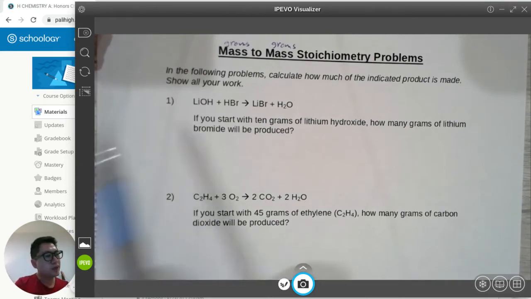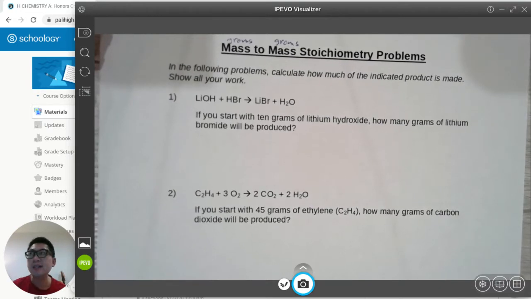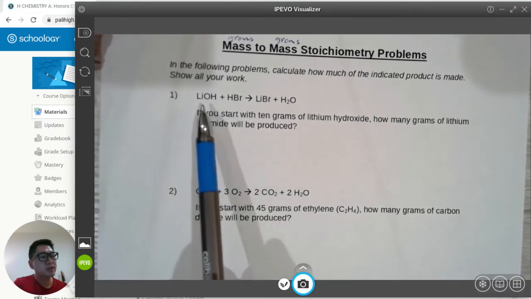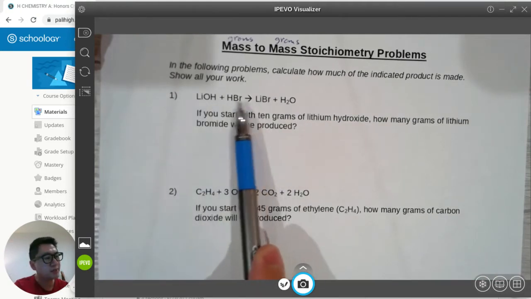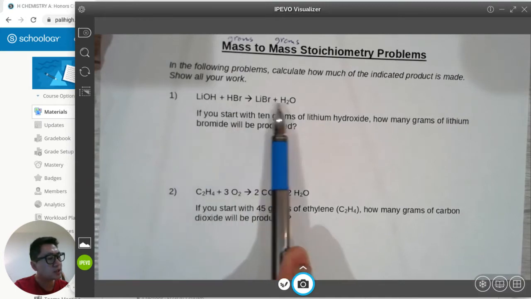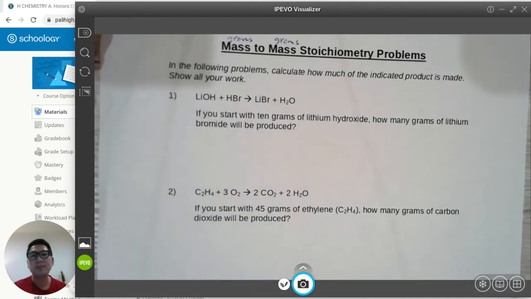So the question here says, in the following problems, calculate how much of the indicated product is made, show all your work. First of all, in all problems in stoichiometry, the first thing you need is a balanced equation. Here's an equation, and it is balanced, but just to check: one lithium, one bromine, one oxygen, and two hydrogens on the left, two hydrogens on the right. So everything is already balanced. So the first thing you should do whenever you're looking at stoichiometry problems is make sure you have a balanced equation, and yes, it is.